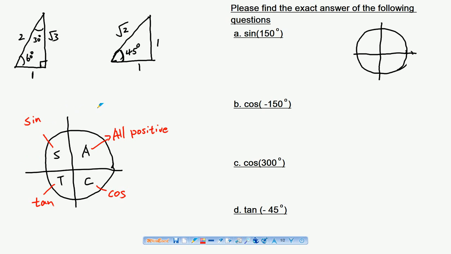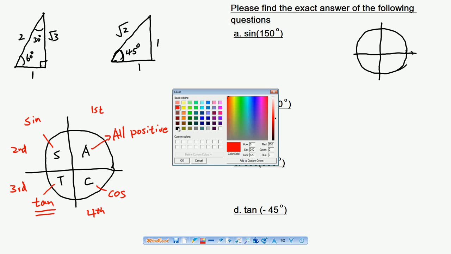I'll show you what they mean. The third quadrant is labeled T, which means tangent in the third quadrant is positive. And your fourth quadrant is C, which means cos in the fourth quadrant is positive. Okay, I'll do an example of how to do these questions.